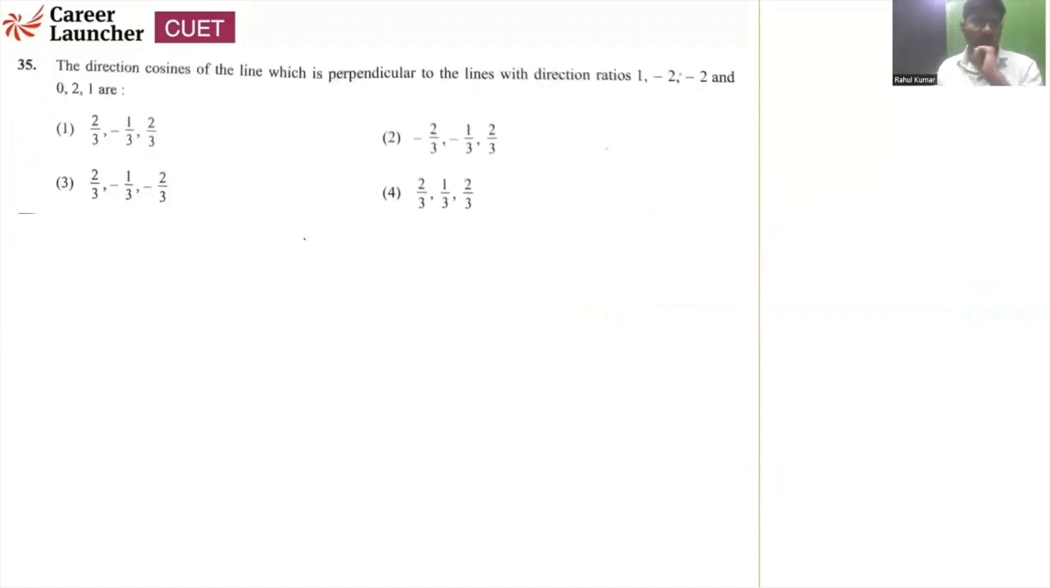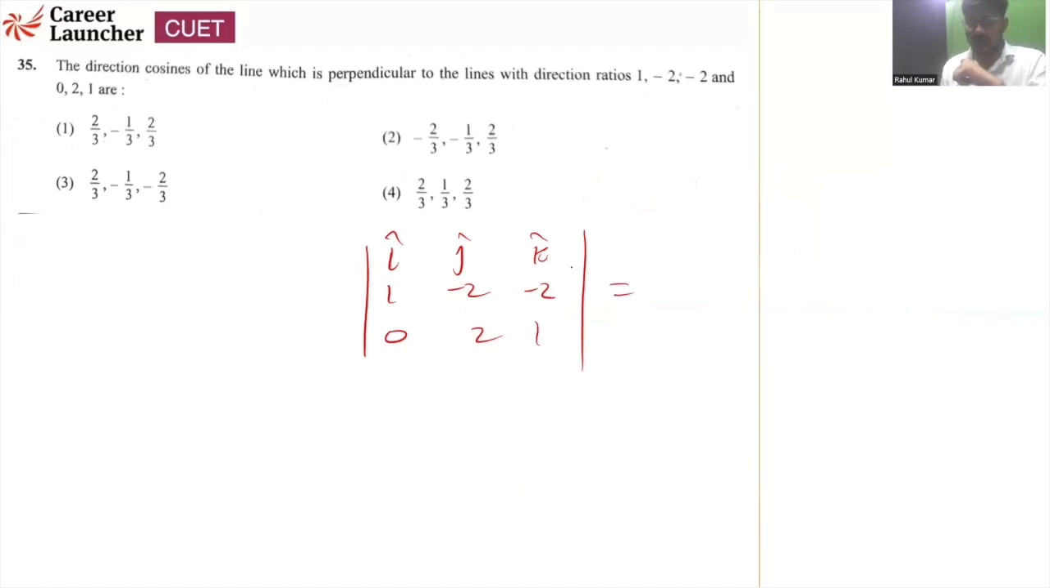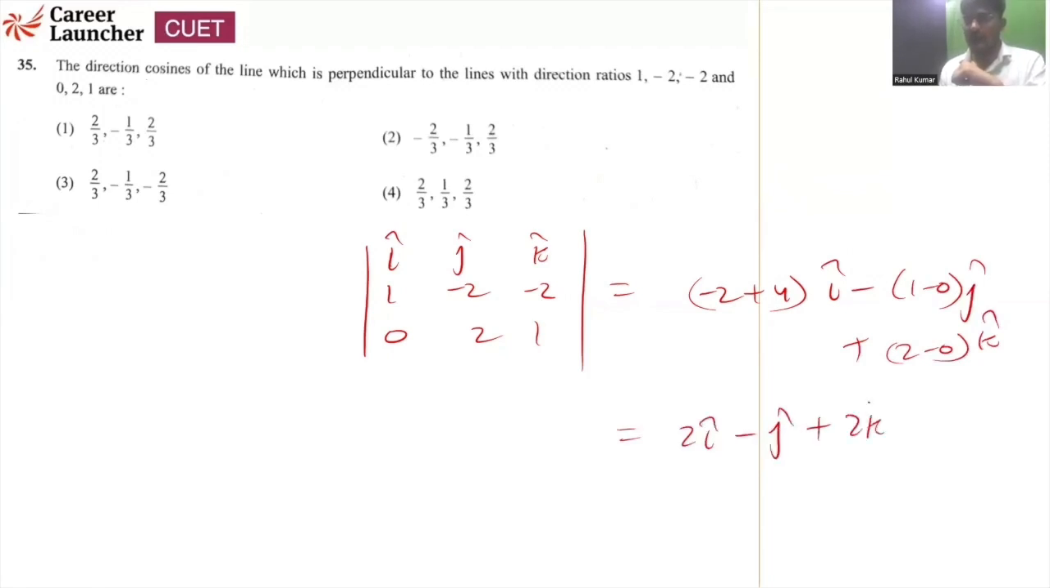Okay. Now the next problem is direction cosine of the line. We need to find whose perpendicular ratios are this. So first solve this i j k cap. Find the cross product of these two vectors, 1 minus 2 minus 2, 0 2 1. Now let's solve this one. So we have minus 2 plus 4 i cap. Then we have 1 minus 0 j cap. And then we have 2 minus 0 k cap. So this will be 2i cap minus j cap plus 2k cap.